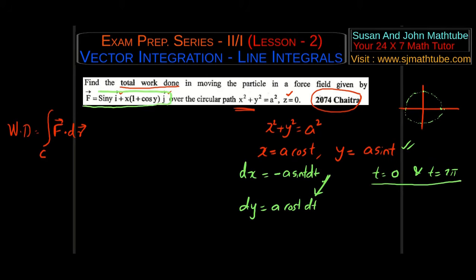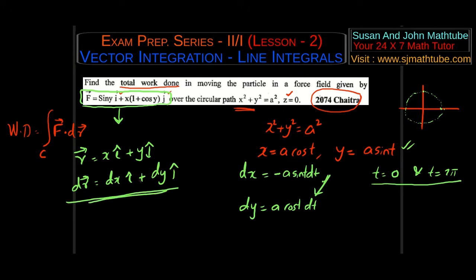Now we have F here. You can focus. I'm not going to write that now. And as always, let r be x i plus y j plus the z coordinate, which is 0. So x i plus y j, so dr is equal to dx i plus dy j. These are the basic steps. Now what did we do in the last video? Yeah, F dot dr.